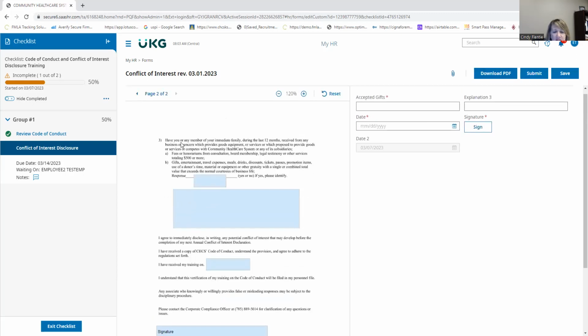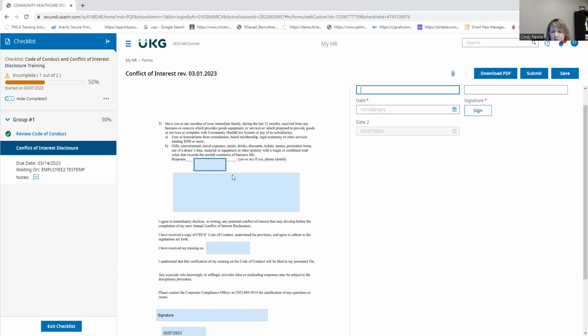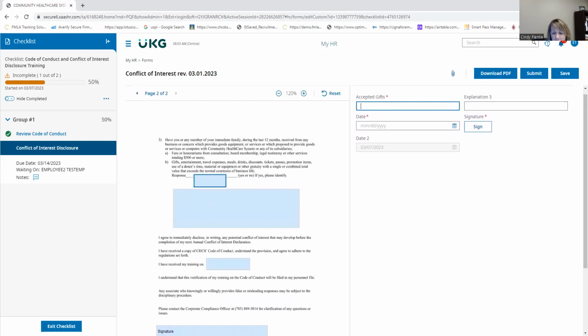And then the next question is asking if you or a member of your immediate family during the last 12 months received any gifts from any business we do business with. And so if you have, you will click here. You're going to put the answer up here. So if you hit yes, you'll explain what that is. If you have not, you'll put no, and you can leave the explanation blank.